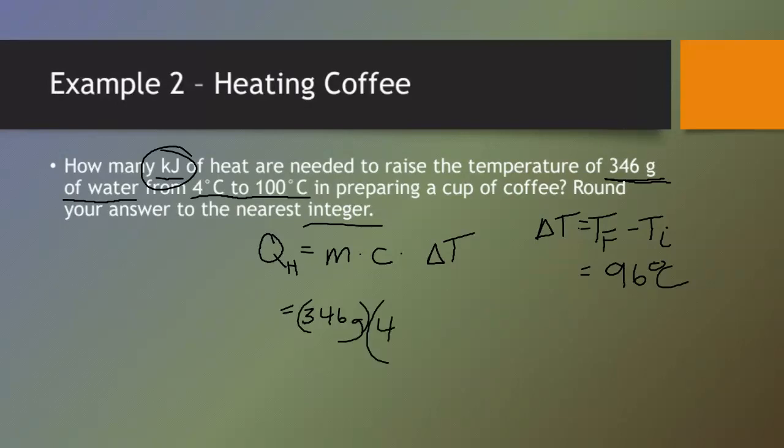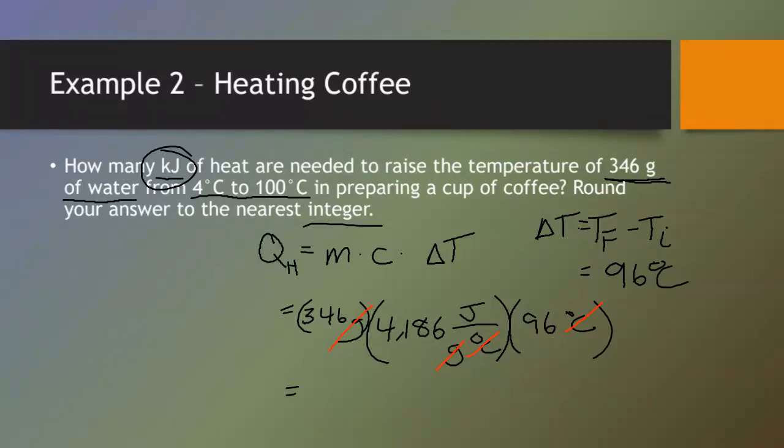The specific heat, 4.18, I always forget the last number, 186 joules per gram per degree Celsius times 96 degrees Celsius. And I wrote the units in here just so you can see how they cancel out. And that's why it's important to use them. And you want to make sure that you have the masses in the right units.